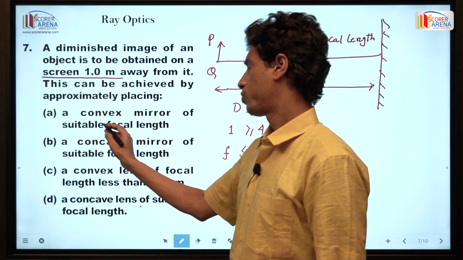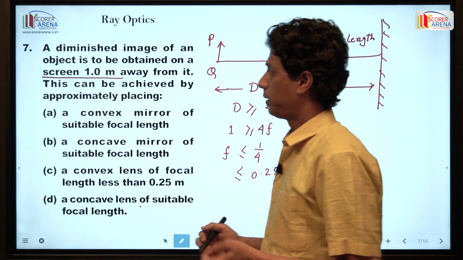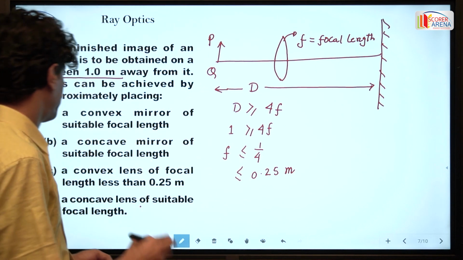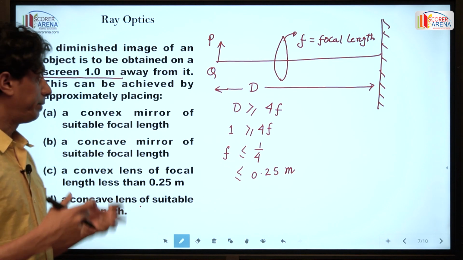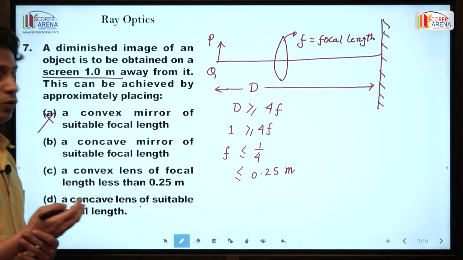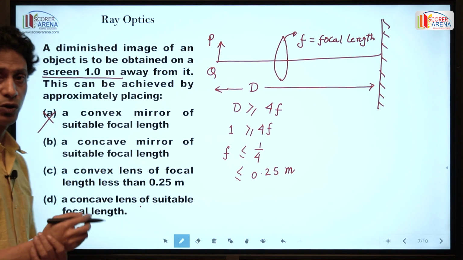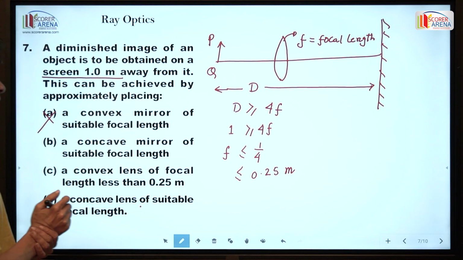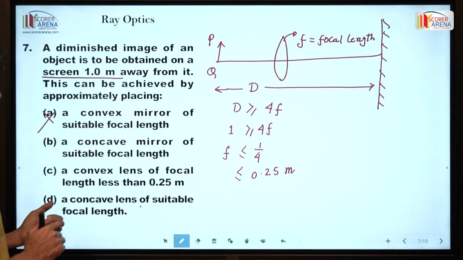A convex mirror of suitable focal length. Convex mirror cannot form a real image of a real object, because convex mirror is a diverging mirror in nature. So there is no question arise of convex mirror. Concave mirror of suitable focal length. Concave mirror can form the real image on the screen. So B may be the right option here.